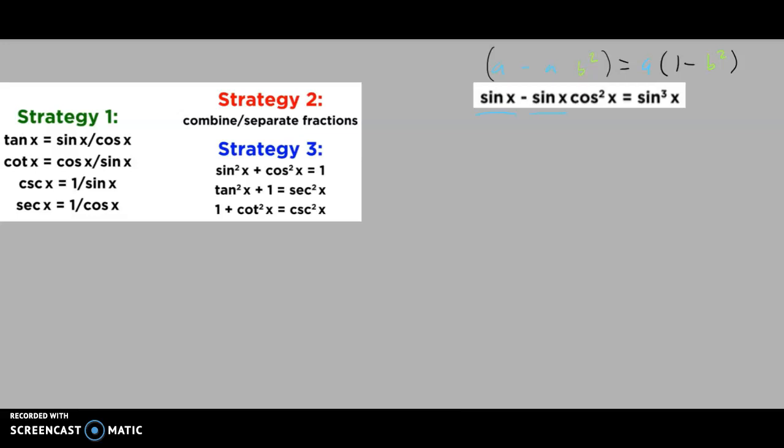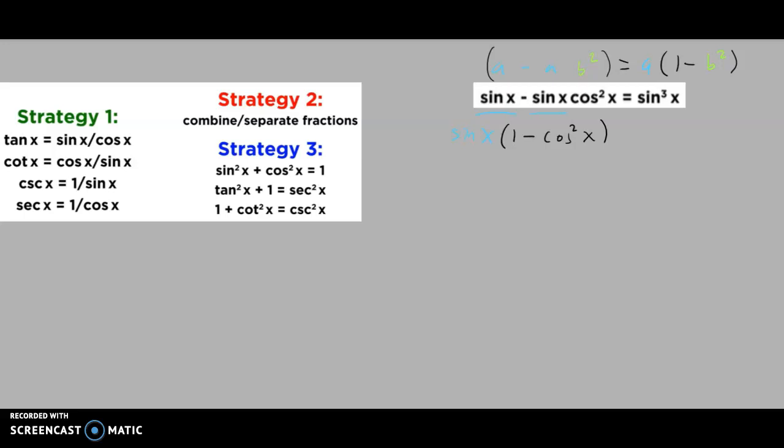So now if I were to FOIL this back out, or I guess it wouldn't be FOIL, but if I were to distribute this a back into this expression here, I would get what I started with, a minus a times b squared. So that's the same thing we're doing here. We're going to factor out a sine x from this whole expression. So we're left with 1 minus cosine squared of x inside.